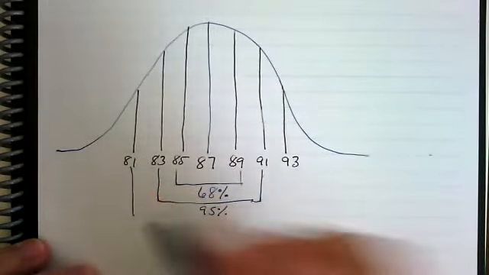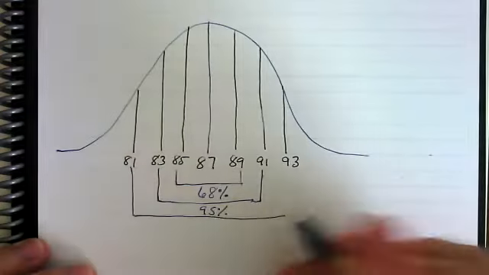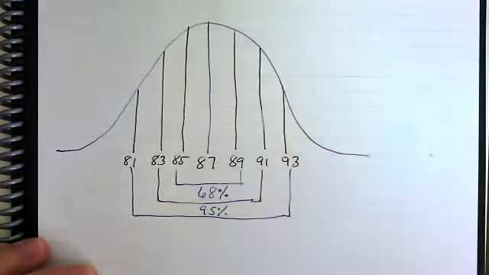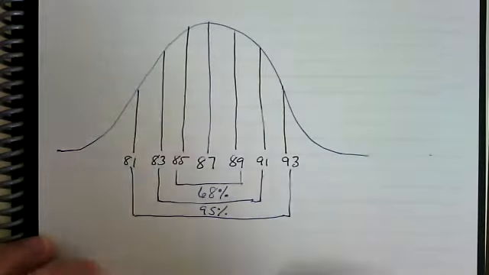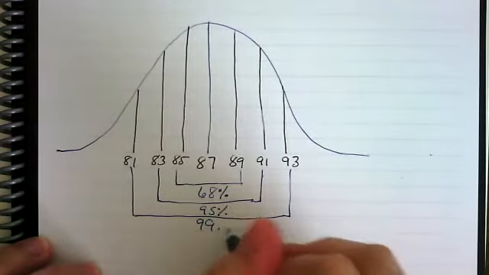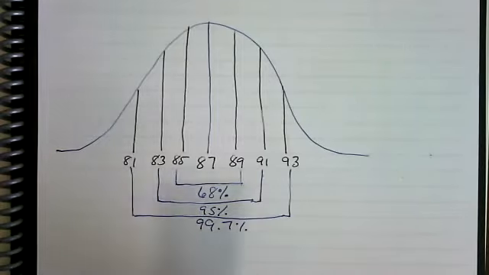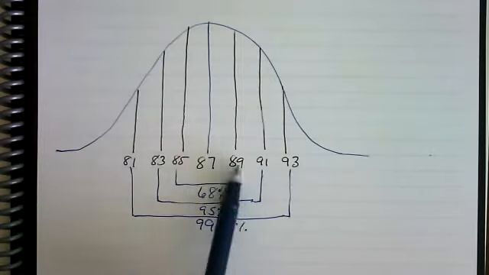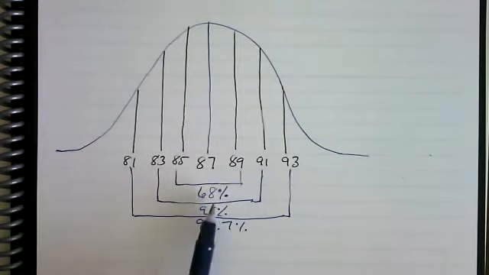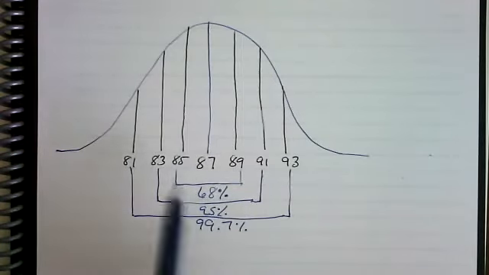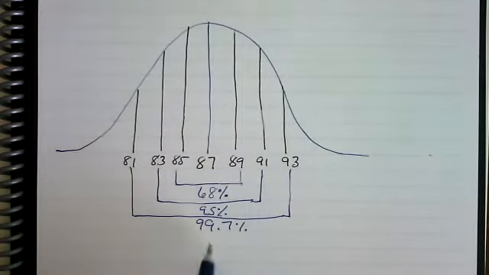And then between 81 and 93, these last ones, that's 99.7%. So if I ask you what percentage of people scored between an 81 and a 93, that would be 99.7%. If I asked you how many people scored between an 85 and an 89, you would say 68%. So these are really easy to figure out. We just need to know those numbers.